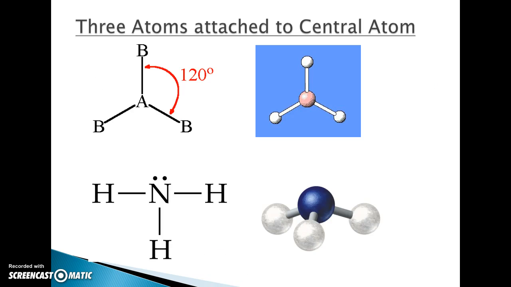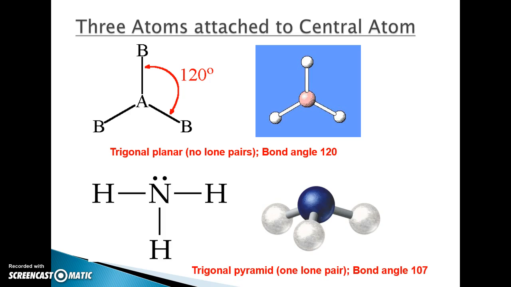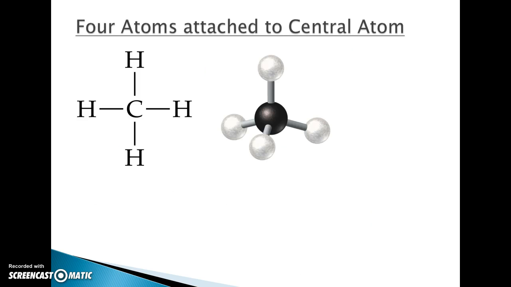When we have 3 atoms attached to a central atom, again we see differences based on the presence or absence of lone pairs. The first molecule has no lone pairs on the central atom, so the furthest distance that these bonds can be away from each other is 120 degrees. Okay? If there is a lone pair, however, this becomes a trigonal pyramid, where the bond angle is about 107 degrees.